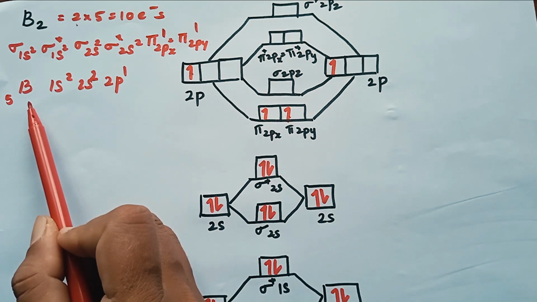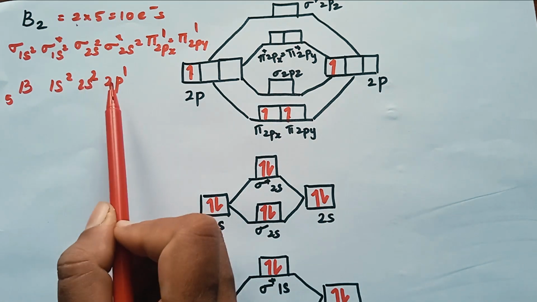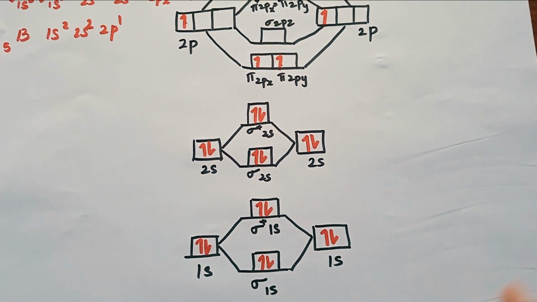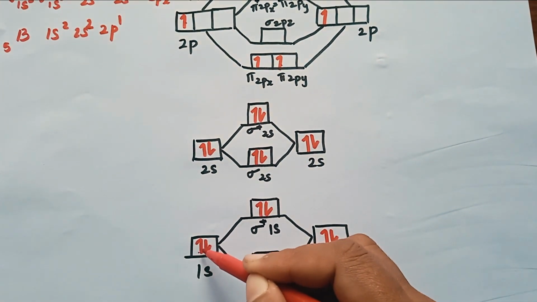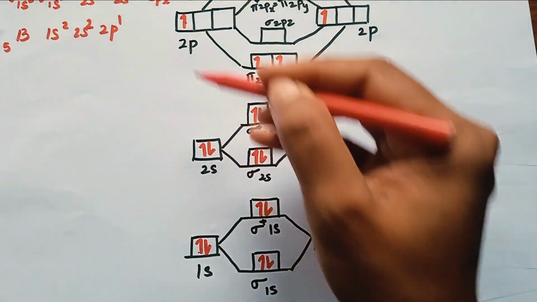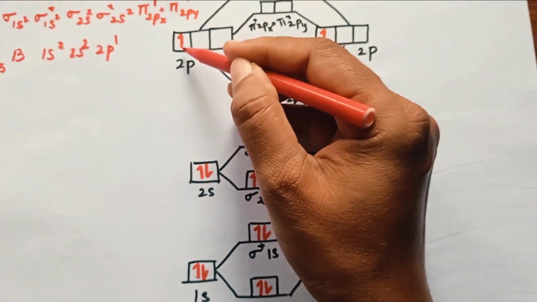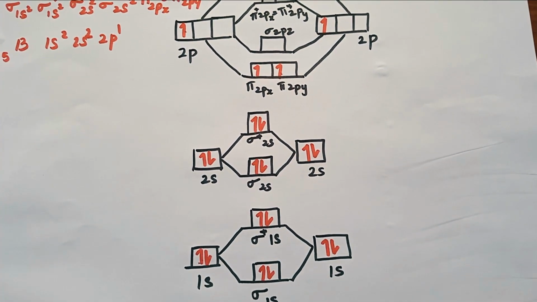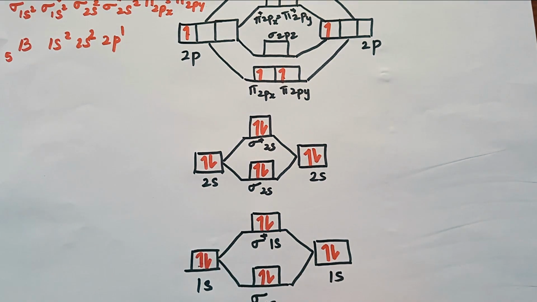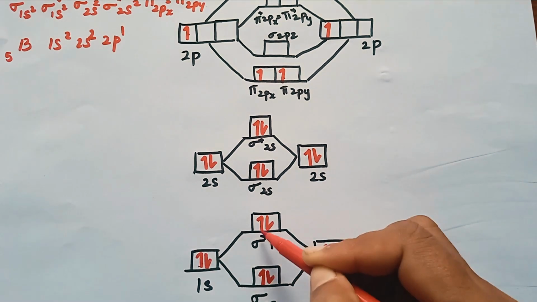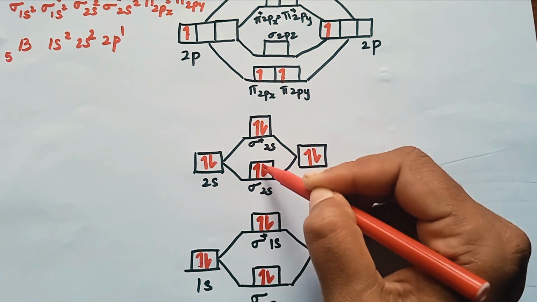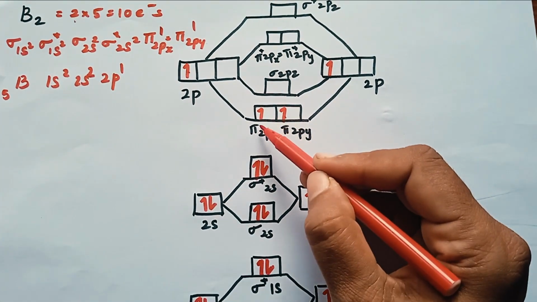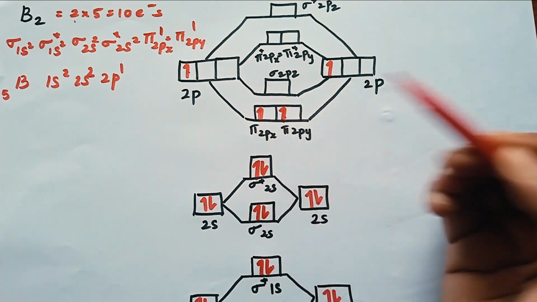The atomic orbital configuration is 1s2, 2s2, 2p1. First we'll fill the atomic orbital configuration: 1s 2 electrons, 2s 2 electrons and 2p 1 electron. Now we fill the molecular orbital configuration. Sigma 1s2 2 electrons, sigma star 1s 2 electrons, then sigma 2s 2 electrons, sigma star 2s 2 electrons, then pi 2px 1 electron, pi 2py 1 electron.